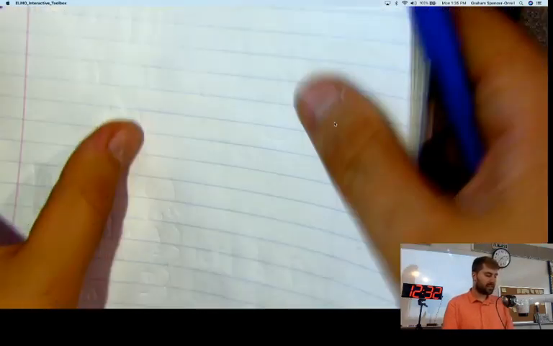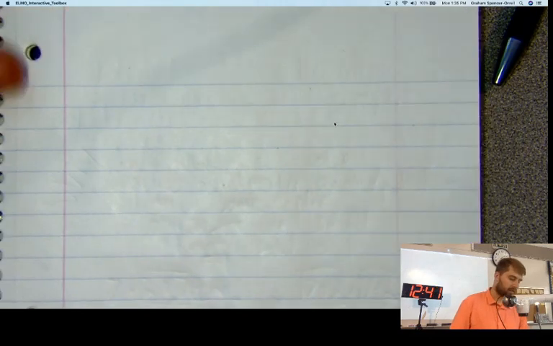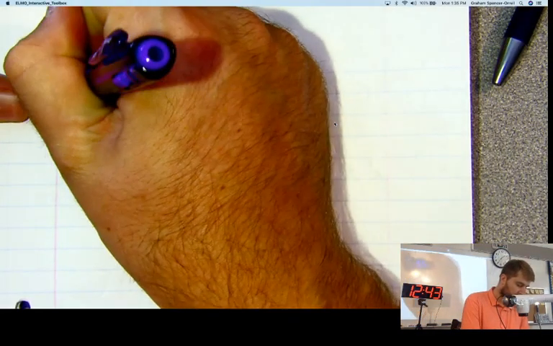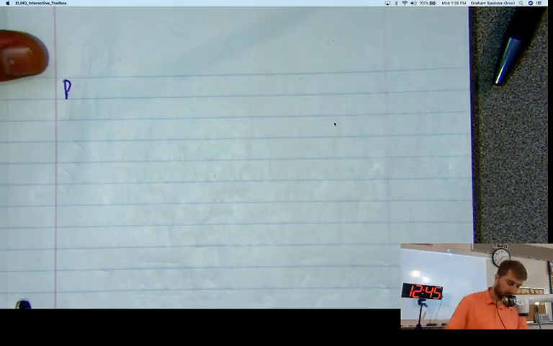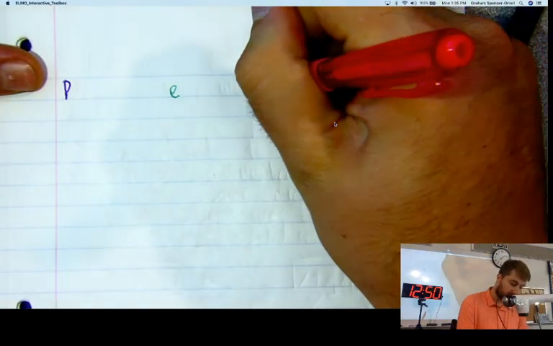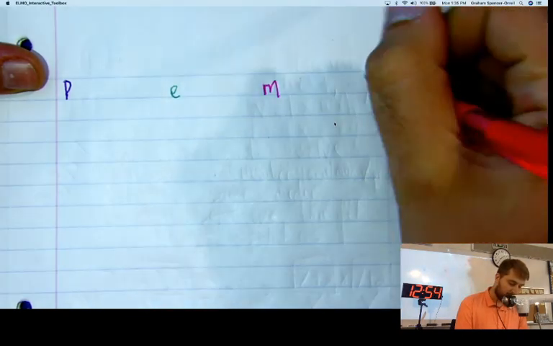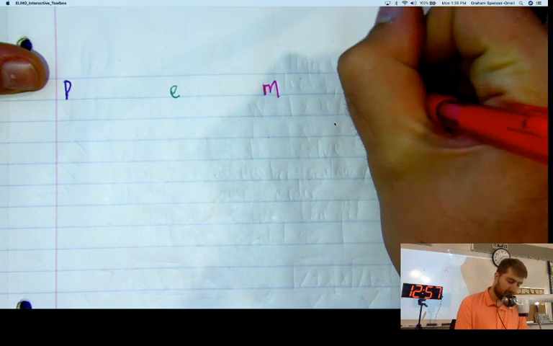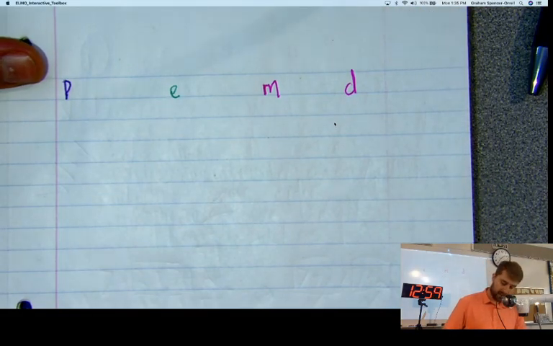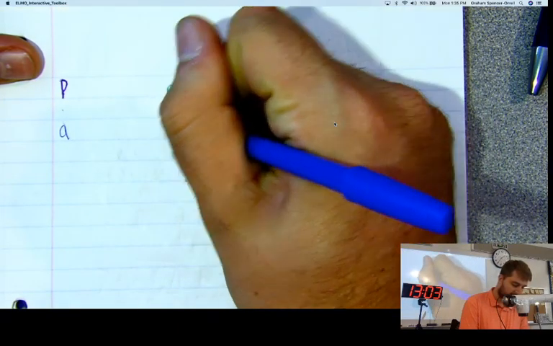Now, if you have room to squeeze this in on the same page, that'd be awesome. I clearly did not today, but we're going to take the first letter from each of those words. So parentheses started with P, exponent started with E, multiplication started with M, divide started with D, addition started with A, and subtraction started with S.